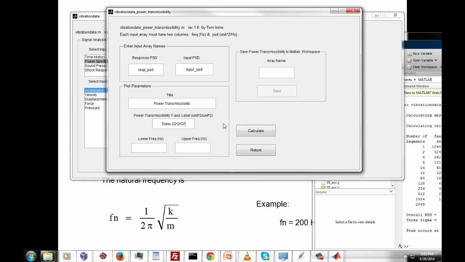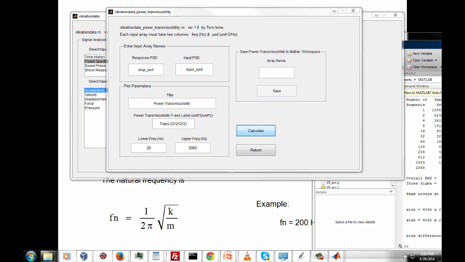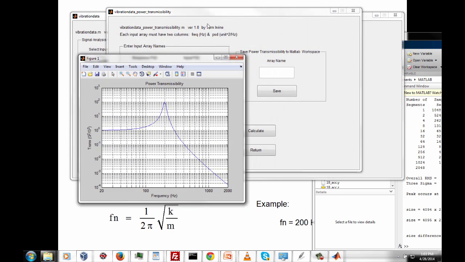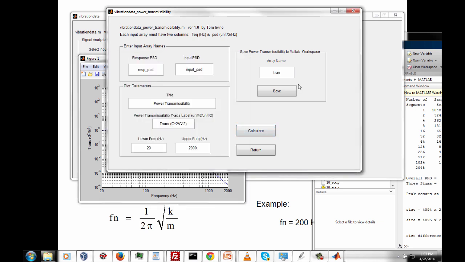So anytime you have a transmissibility function or transfer function or anything of that ilk, please make sure you understand whether it's g squared out over g squared in or g out over g in. And likewise, if you're generating a plot, please duly note what it is. 20 to 2000 hertz. Calculate. So we're going to calculate our power transmissibility function. And before I forget, I want to save this. I'm going to save it as trans for internal MATLAB workspace purposes.